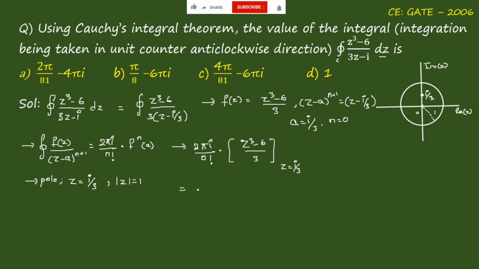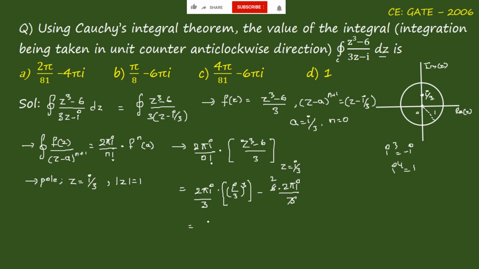So 0 factorial is 1, so it becomes 2πi into, if you take 3 outside, it becomes (i/3) whole cube minus 6 into 2πi by 3. One side goes 1, 2 side. i cube is nothing but minus i, right? i cube is equal to minus i. Again we are multiplying with an i, so it becomes i power 4 is equal to 1.